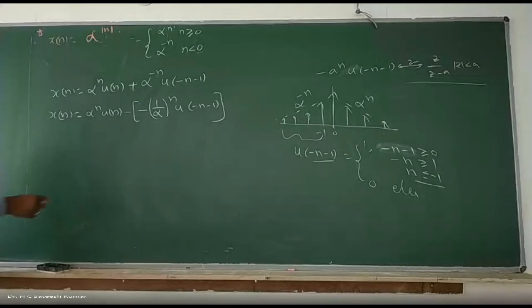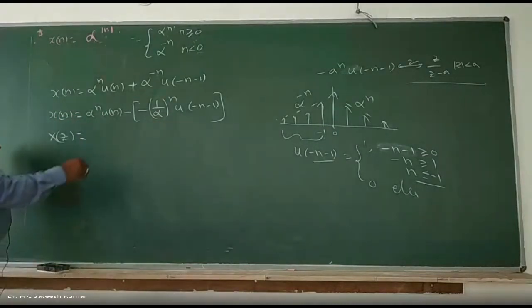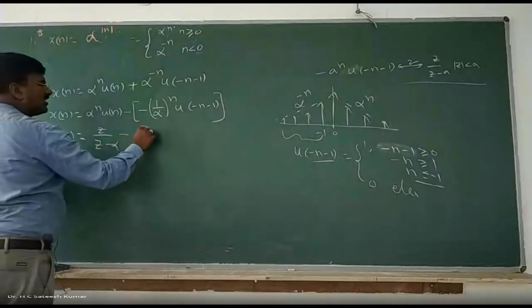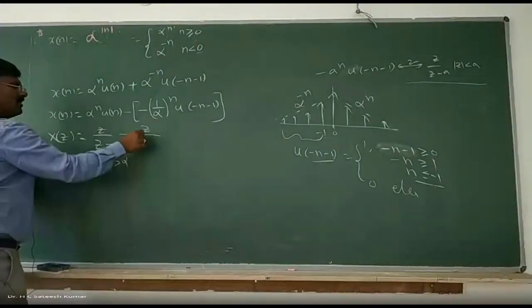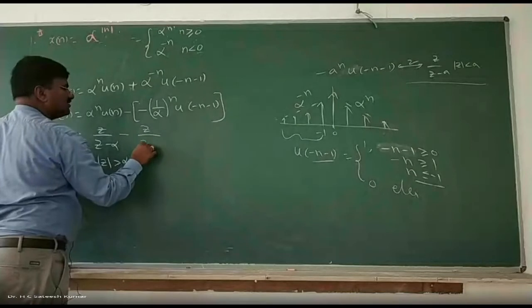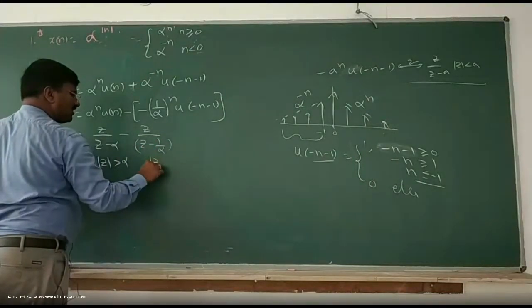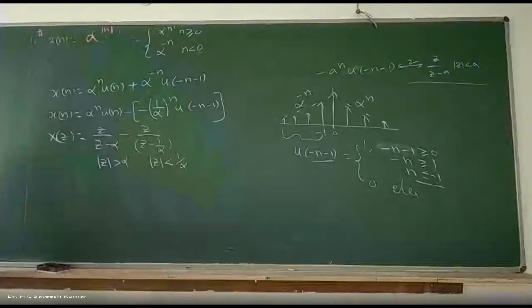Okay, how to do this? Now you take the Z transformation directly using the linearity property. No need to specify that it is a linearity property. This one plus this one, directly you do that. What do we have? Z divided by Z minus alpha minus Z divided by Z with ROC mod Z greater than alpha, and Z divided by Z minus 1 by alpha with ROC mod Z less than 1 by alpha. Okay, right. So that's it. This is your X of z.